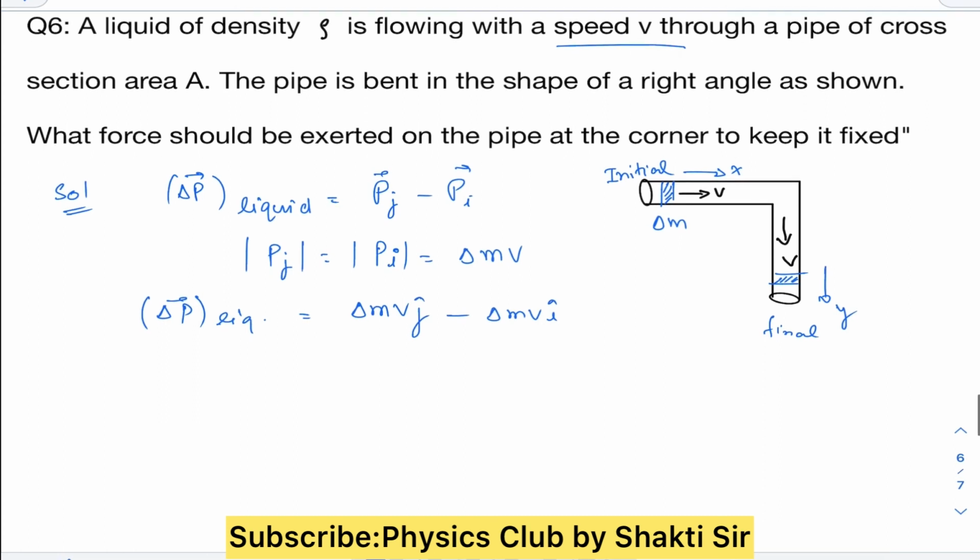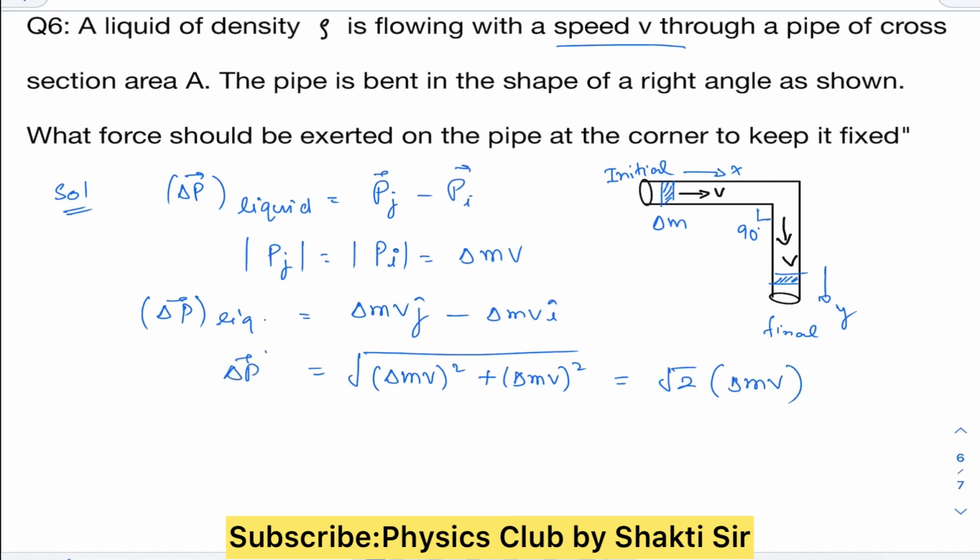Now to solve this, as it's at 90 degrees, we can solve it like this: delta m v square plus delta m v square, which comes out to be under root 2 delta m v. So this is the change in linear momentum of the liquid, root 2 delta m v.